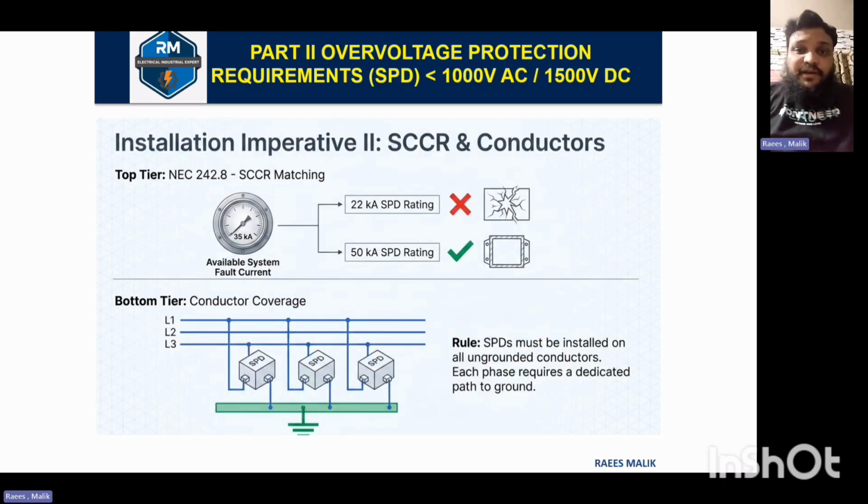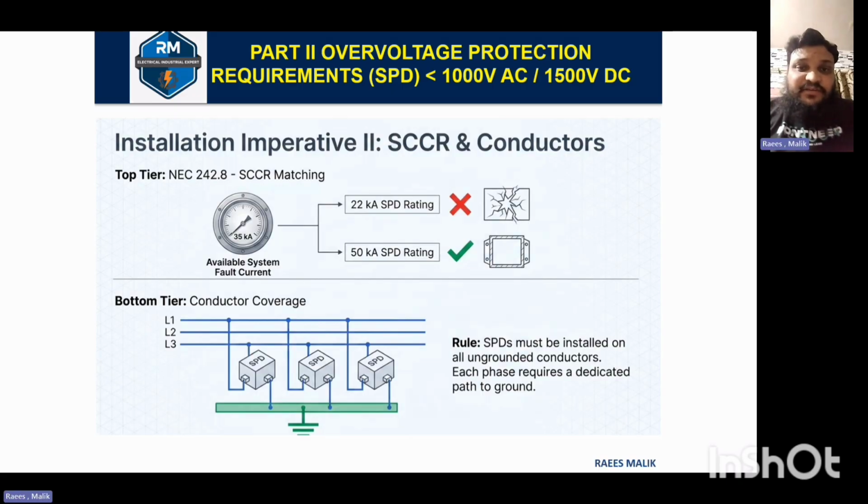So 242.8 is further clarified in this slide. You see there is an available system fault current of 35 kiloamperes. So we cannot use an SPD rated 22 kiloamperes in this application. We can always use higher short-circuit current rated SPDs. For our application, we require 35 kiloamperes or greater. So a 50 kiloampere SPD rating is feasible and appropriate for our application.